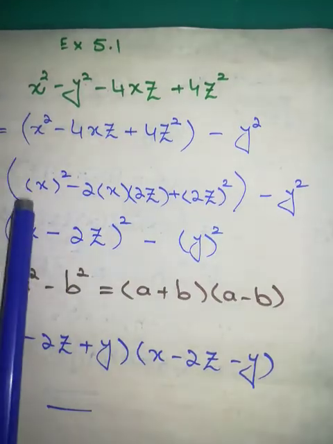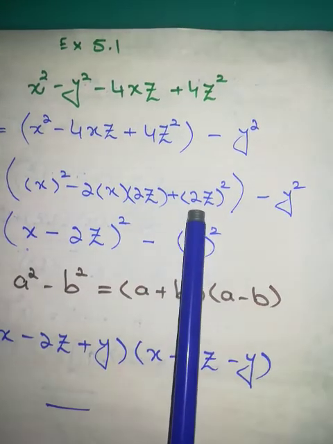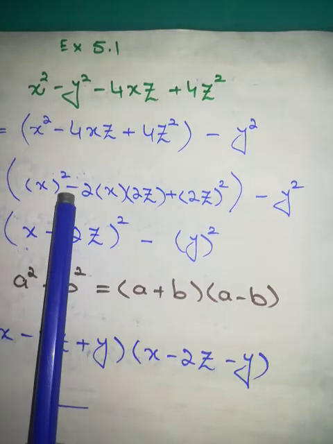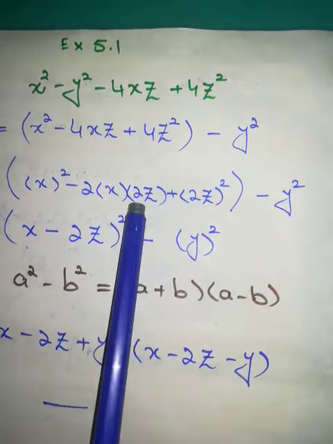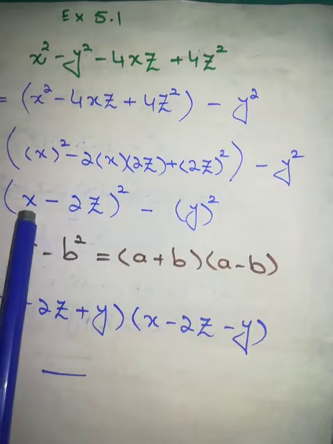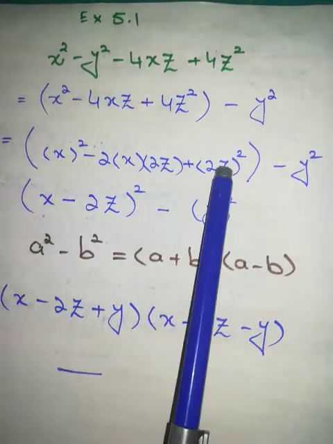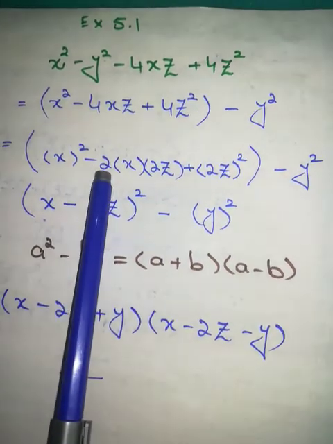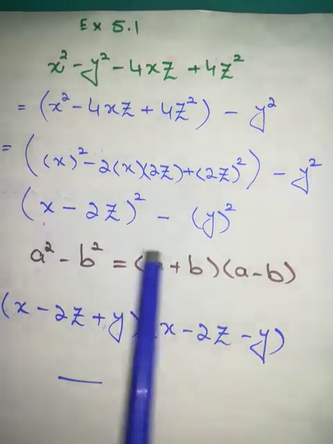Next, x square and 2z square become a square plus b square. The sign is negative, so minus 2ab is the formula. Here a is x and b is 2z. In the next step, we convert into whole square form, x minus 2z whole square, because this is the whole square form of x and 2z. There is a negative sign with 2, so it becomes the whole square form of the negative identity.